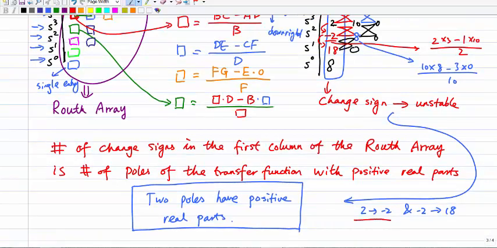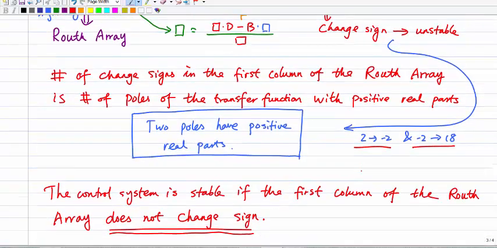From 2 to -2, there's a change. From -2 to 18, there's a change. So I have two poles with negative real part because I have two sign changes in the first column of the Routh array, okay?